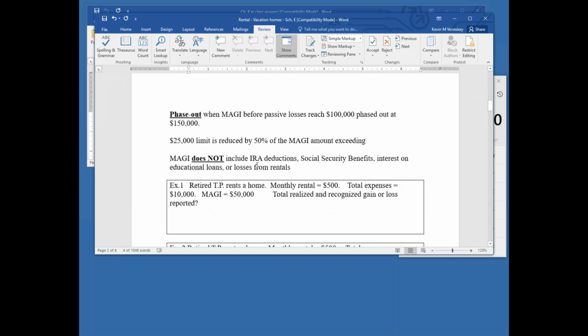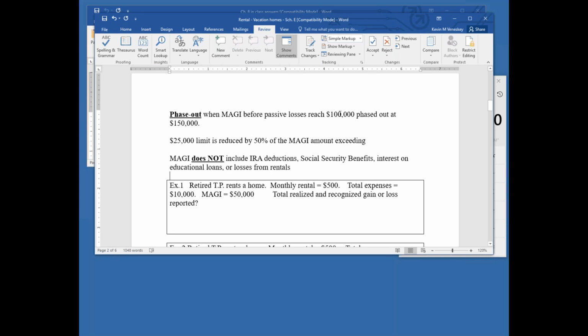Okay, so for the phase out, you can take up to 25,000 in losses a year depending on your MAGI, that stands for modified adjusted gross income, and it's modified because if you had any IRA deductions in your adjusted gross income, they add that back. They take off any Social Security benefits that you may have added in, but then they add back any interest you took off as an education loan. Remember, all of these are on Schedule 1, except the Social Security benefits, and then any other losses from rentals. So that's why it's called a modified adjusted gross income, because there's a few things you've got to tweak.